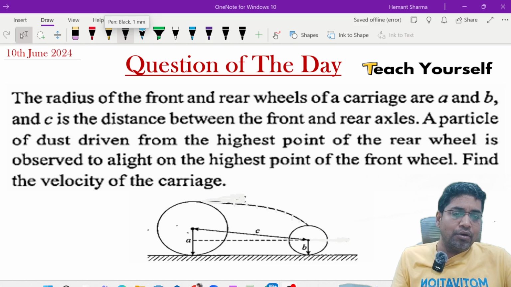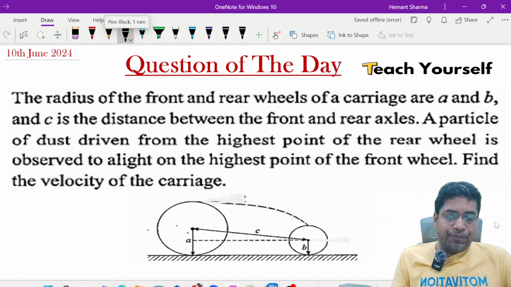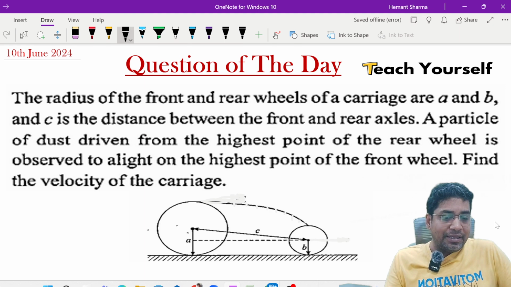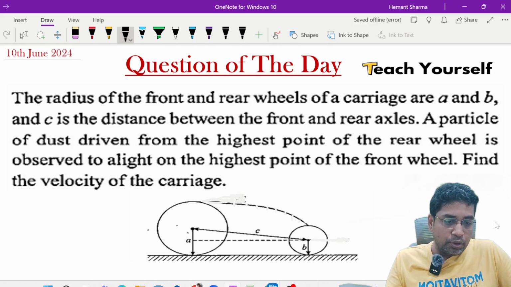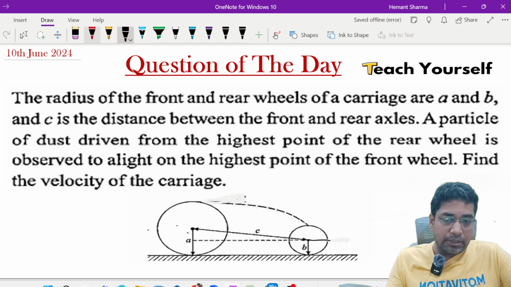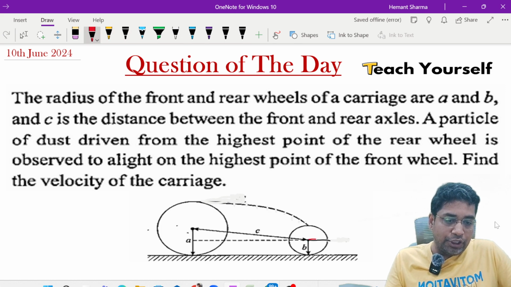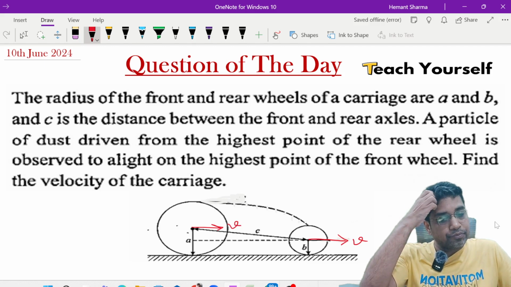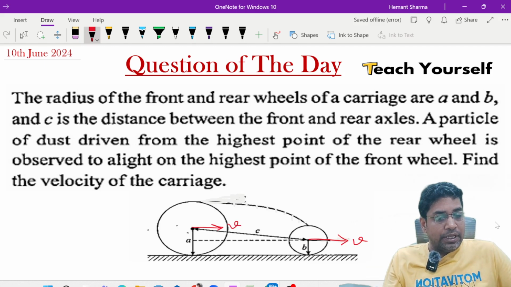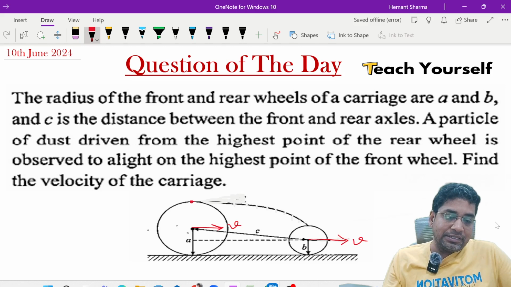There is a cycle or a carriage whose front wheel radius is B and rear wheel radius is A, and it is moving with a speed V. So, velocity, let me change the color. So, velocity of both centers of the wheels will be V, V here as well as V here. Now, during rolling, if the center is having velocity V, in that case the topmost point will have velocity 2V.